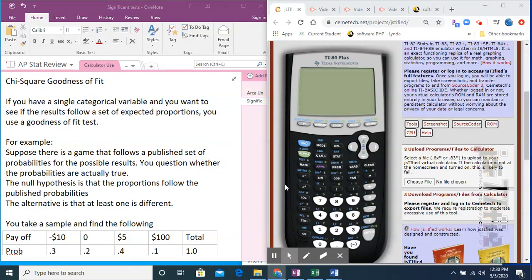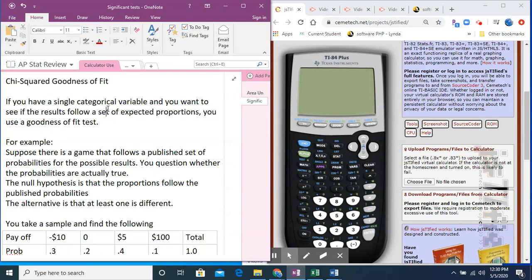Okay, using the calculator for the chi-squared goodness of fit. Actually, it's chi-squared, I should put a D in there. Chi-squared goodness of fit. Okay, and you can use the symbol for chi for this one. If you have a single categorical variable and you want to see if the results follow a set of expected proportions, use a goodness of fit test.